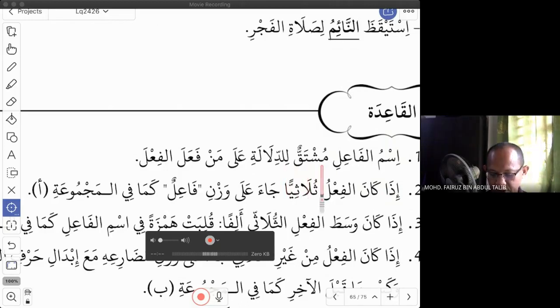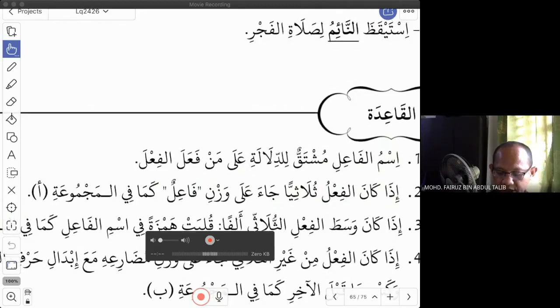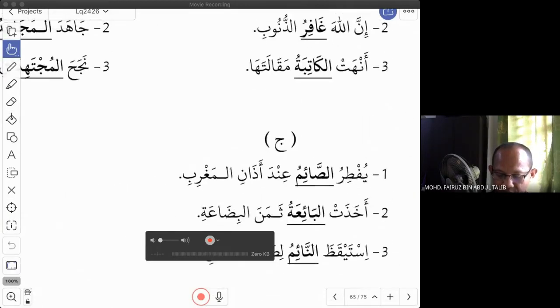Now, what is the usage of ismul fa'il? Liddilalati ala man fa'ala al-fi'la. The usage of ismul fa'il is to show the person who did or does that action. That is the meaning of ismu al-fa'il. To understand the meaning of the ism fa'il, you need to know the fi'il. Then we can translate ismul fa'il correctly. Let us look at the examples.